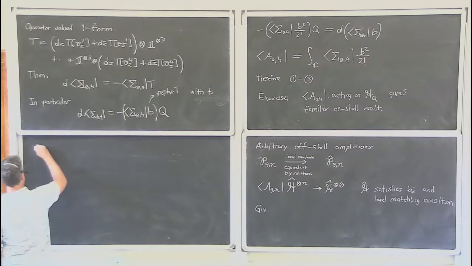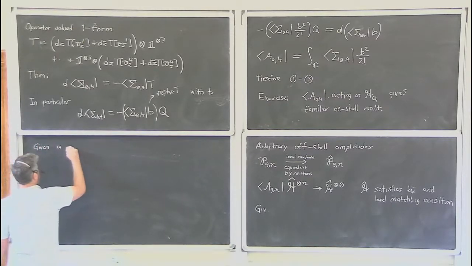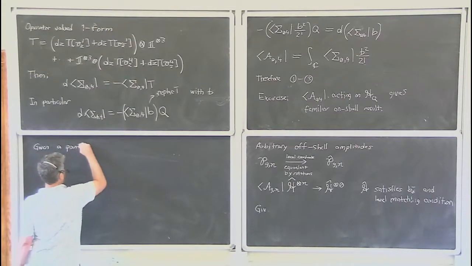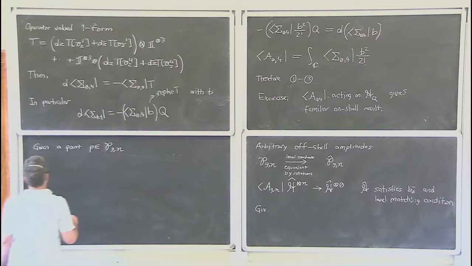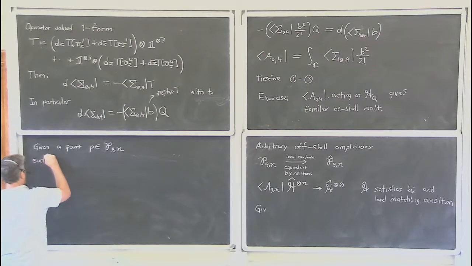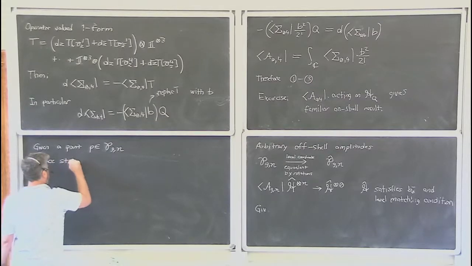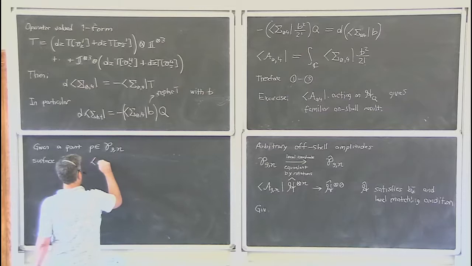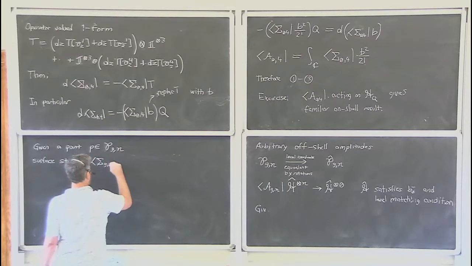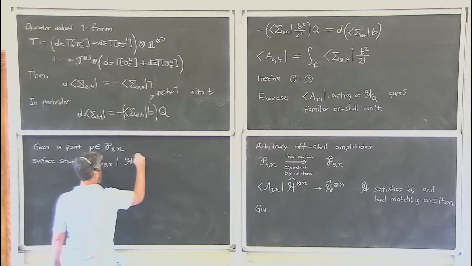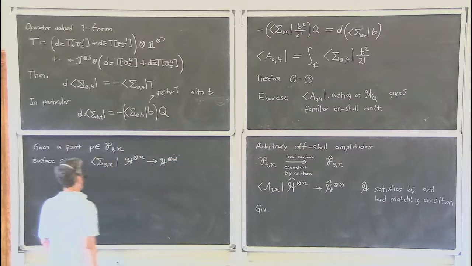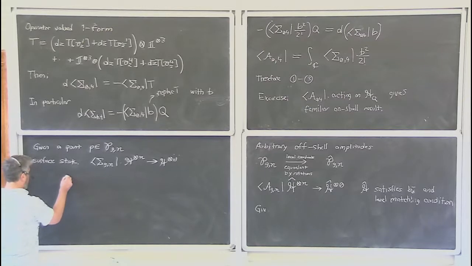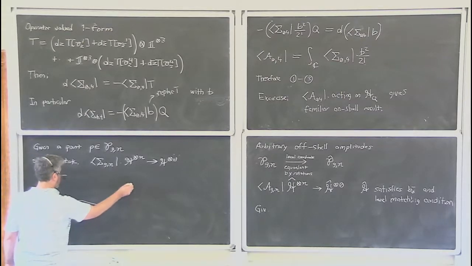So given a point P in PGN, we have a surface state, Sigma GN. This surface state is basically defined by a path integral on the genus G Riemann surface.